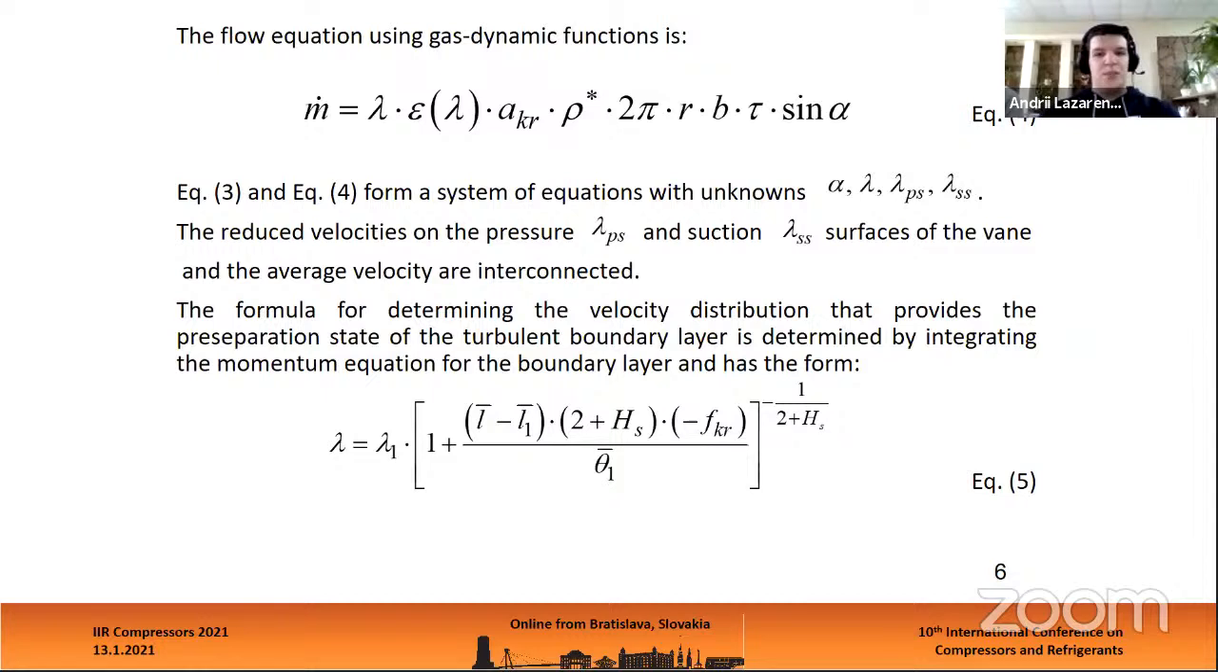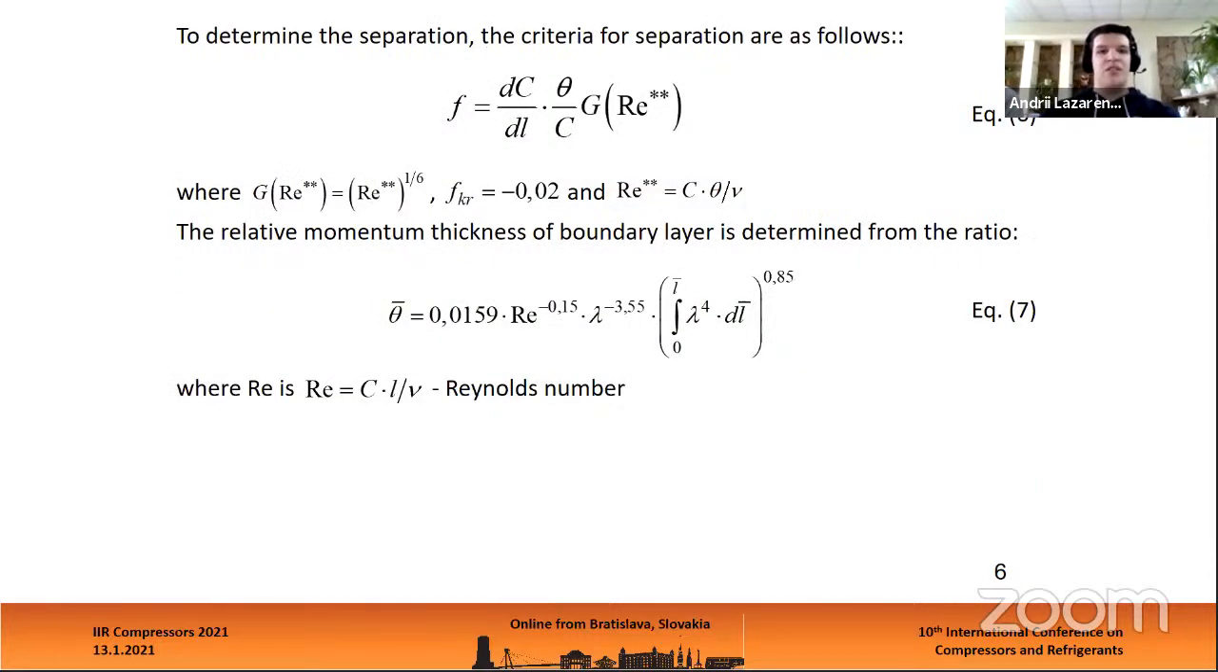The formula for determining the velocity distribution that provides the separation state of the turbulent boundary layer is determined by integrating the momentum equation for the boundary layer and has this form. We shall call it equation 5. To determine the separation, the criteria for separation are as follows.